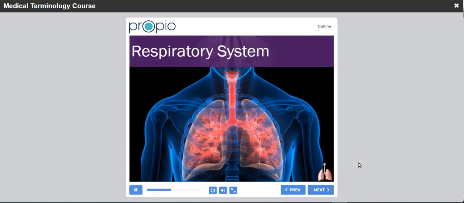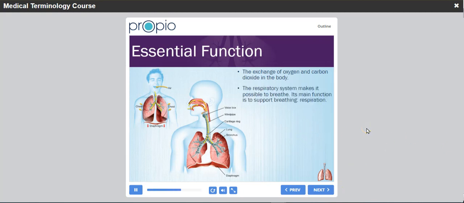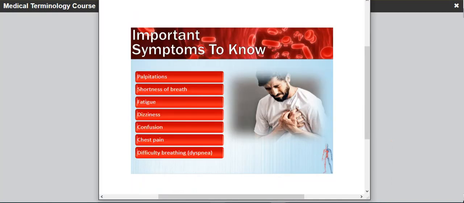And now, respiratory system. The main function of the respiratory system is the exchange of oxygen and carbon dioxide in the body. The respiratory system makes it possible to breathe. Its main function is to support breathing. Respiration.